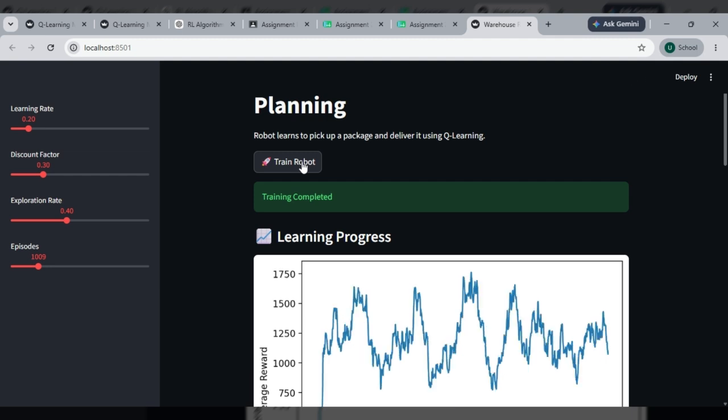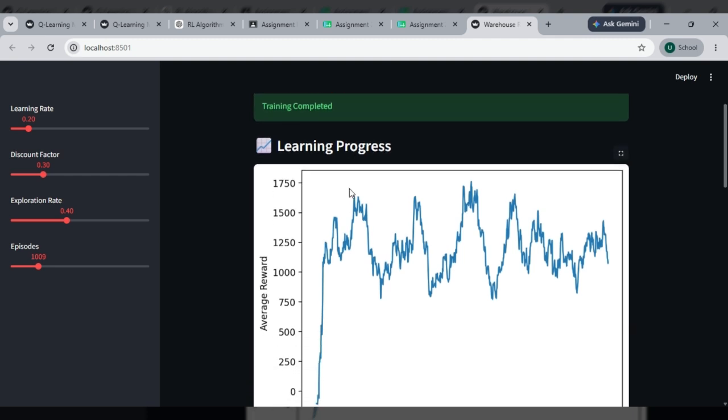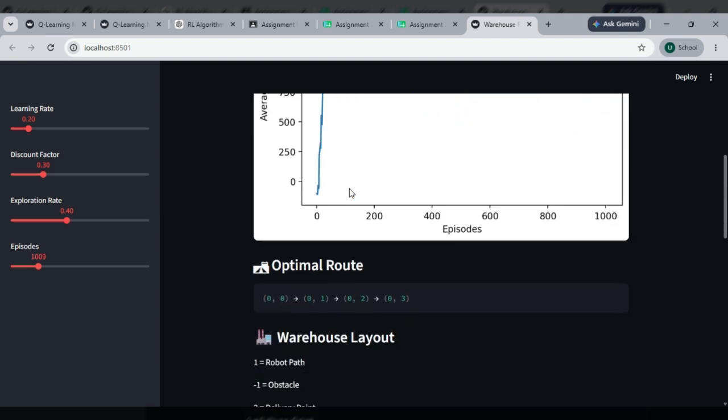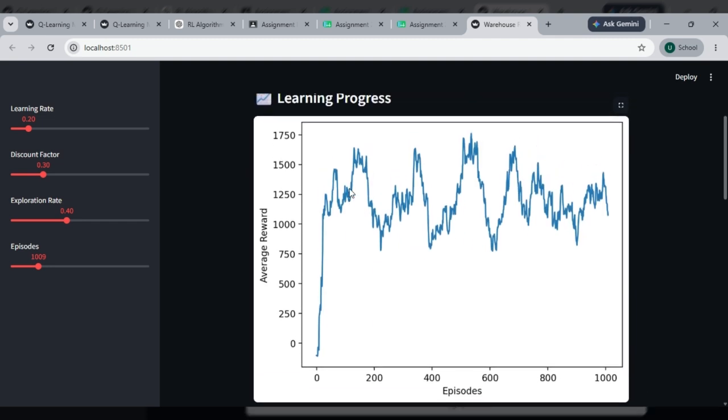Initially, the robot has no knowledge of the warehouse. Therefore, it explores different routes randomly. Some routes lead to obstacles and generate penalties. Some routes lead closer to the destination and generate rewards. Next one, the learning progress graph. This is the learning progress graph.